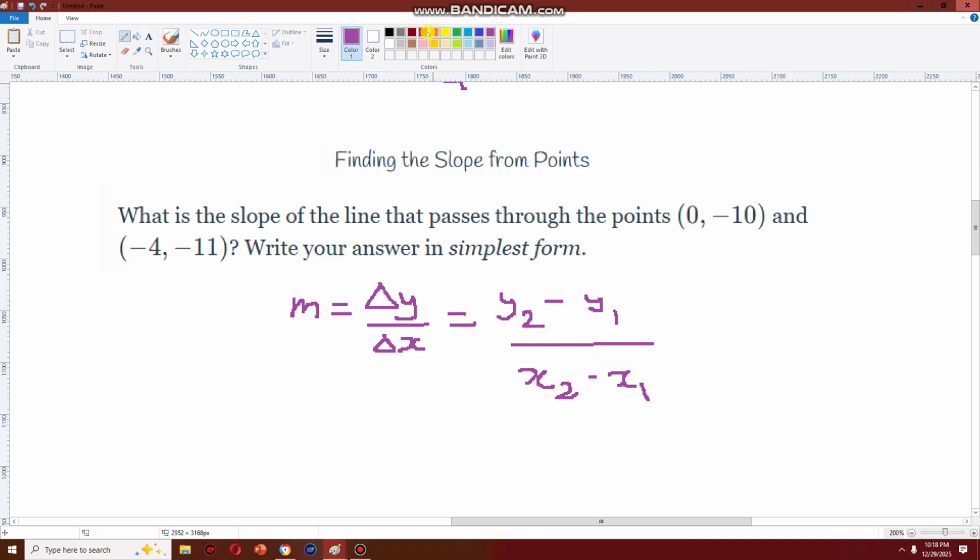Okay, so first things first, and I tell the kids all the time, label your coordinate points. This is going to be my x1. This will be my y1. This will be my x2. This will be y2. Now I'm just going to substitute. So y2 in this case is minus 11, minus my y1, which is minus 10, which I'm going to put in parentheses so I don't get confused, all divided by x2, which is minus 4, minus 0. That's all you got to do, label and substitute.